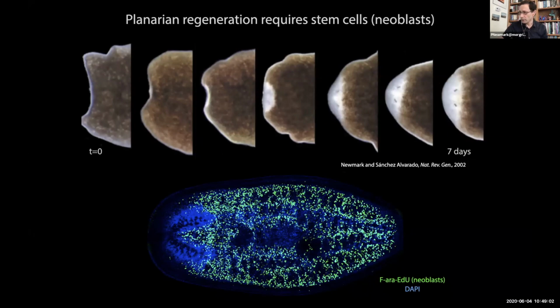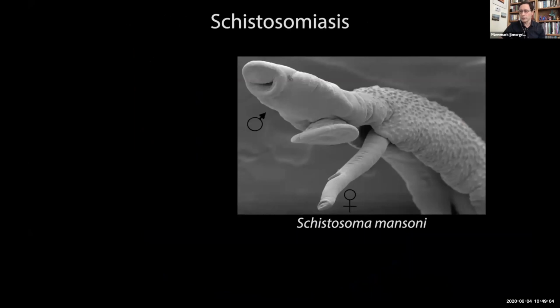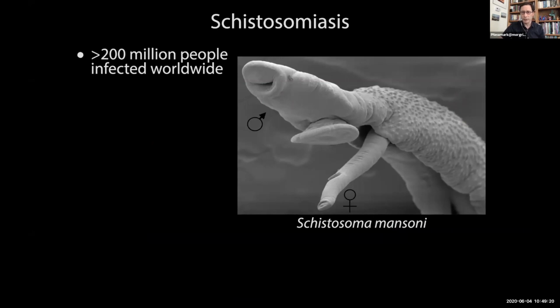Now, as we were studying planarians, we began to see many parallels with their evil cousins, parasitic flatworms. What you're looking at here are a male and female pair of Schistosoma mansoni. These schistosomes are responsible for the disease schistosomiasis. So you have a sense of the scale of this problem, this is one of the major neglected tropical diseases on the planet. Over 200 million people are infected worldwide. Okay, so this is a huge, huge problem in the developing world.